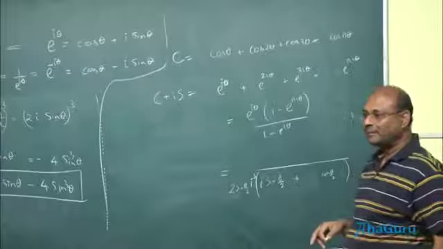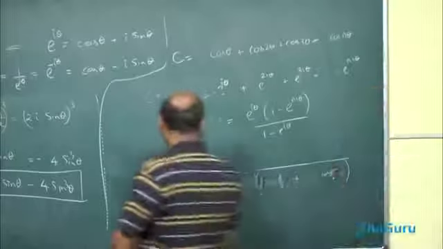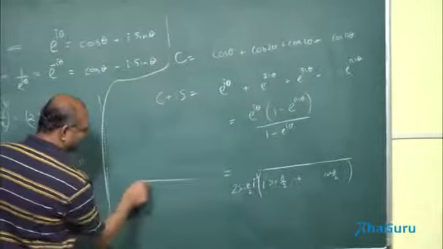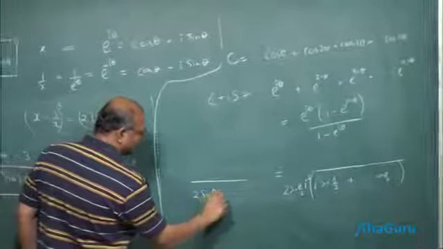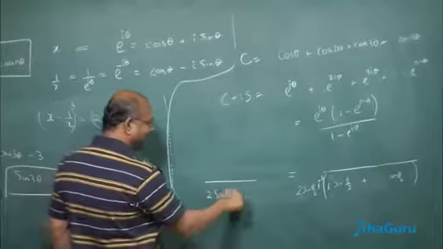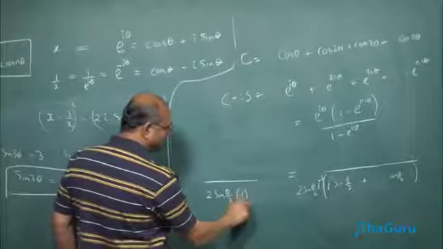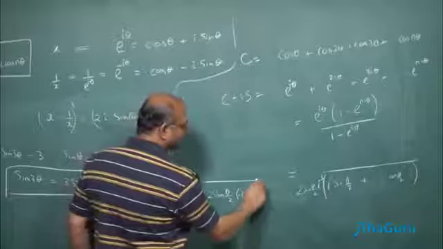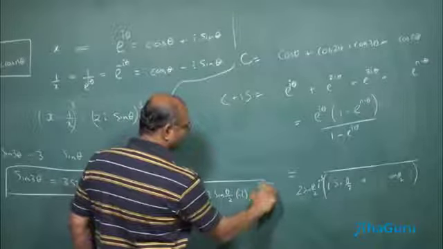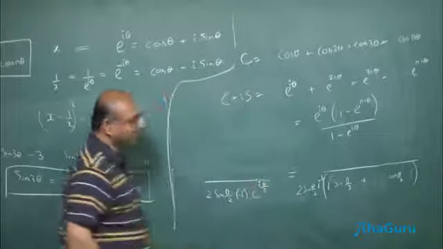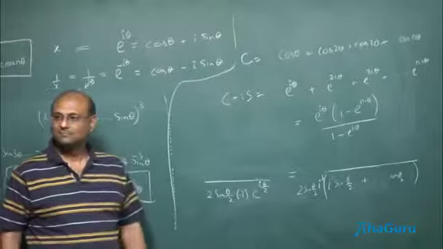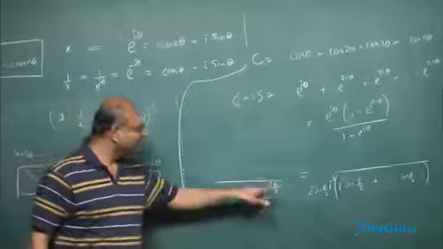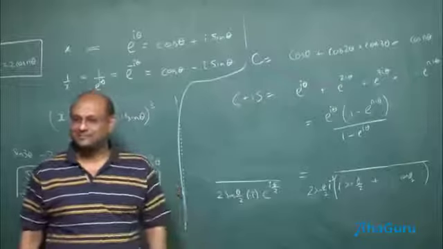e power i theta by 2. So let me write the answer to this side. Basically the denominator is 2 sine theta by 2 into minus i, e power i theta by 2. What do you think about the numerator? Everything will be the same. Instead of theta, put n theta.